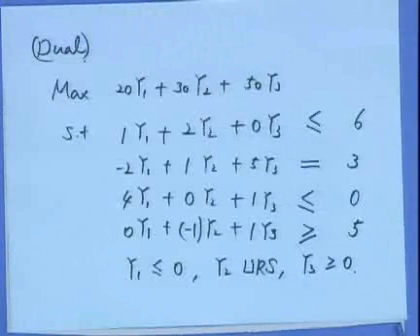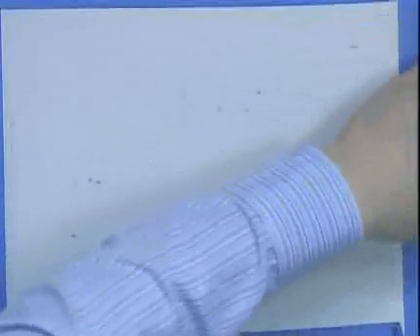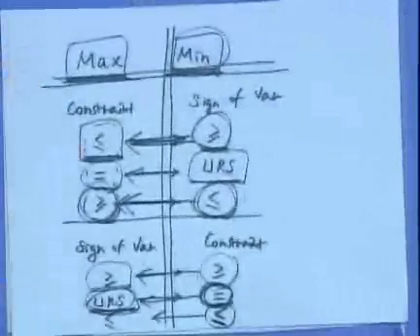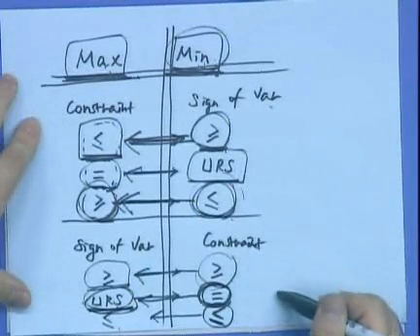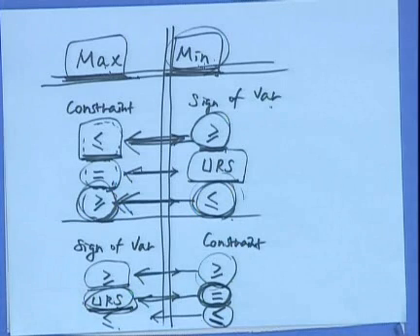Now we've completed the dual problem this way, okay? I believe we've practiced a lot. So I assume you know how to use this table to convert the minimization problem to a maximization problem, or vice versa, okay?